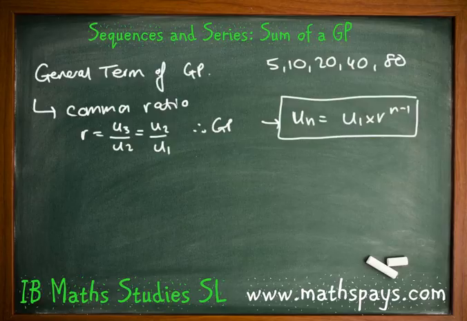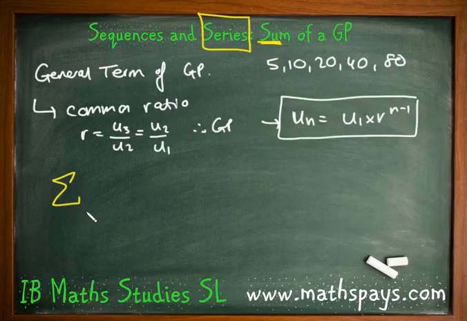So today's lesson, we're looking at the sum of the geometrical progression, or in other words, the series. Hopefully you remember that's the difference between a sequence and a series. In this series, we're using the sum symbol, and we're adding up all these numbers. So it would be something like 5 plus 10 plus 20 plus 40.